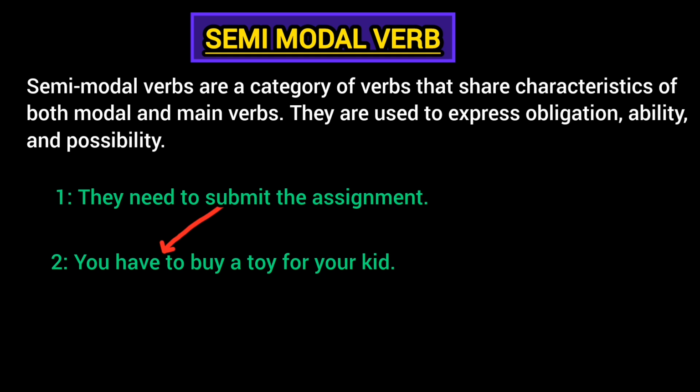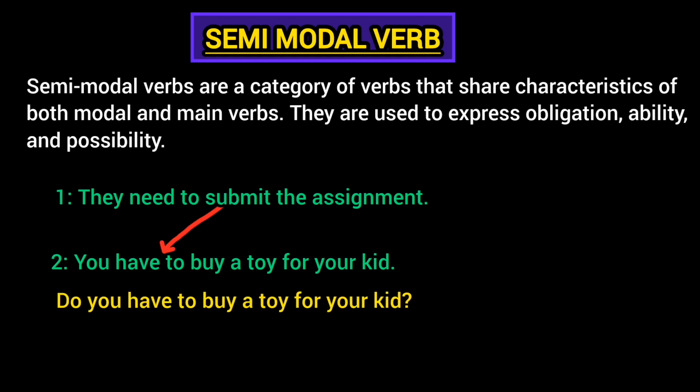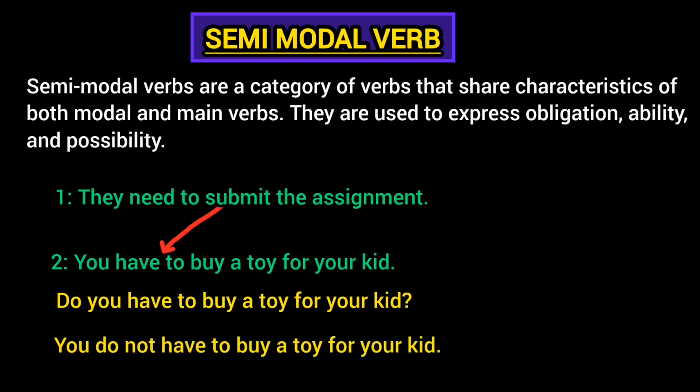And the third thing is, if I want to convert this sentence into an interrogative sentence, then I have to use another helping verb. Like, do you have to buy a toy for your kid? You can see another helping verb is used with it. And if you want to convert it into a negative sentence, then you have to use a helping verb. Like, you do not have to buy a toy for your kid. That's why it is called a semi-modal verb.